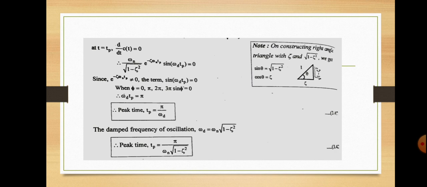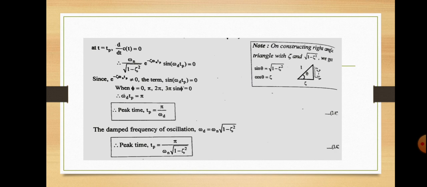The damped frequency of oscillation omega d is equal to omega n into square root 1 minus delta square. This equation also you should learn by heart. The peak time can be obtained by substituting the value of omega d, such as Tp equal to pi divided by omega n into square root 1 minus delta square.